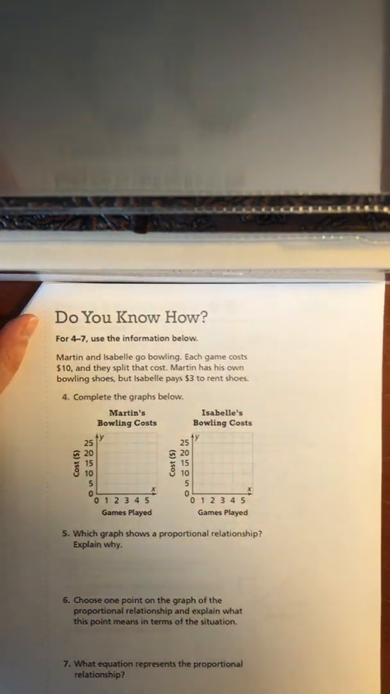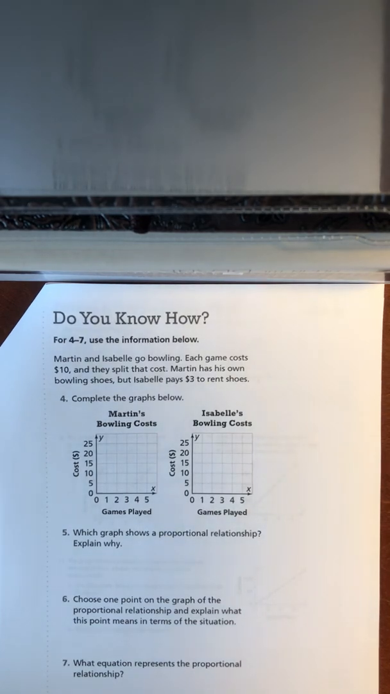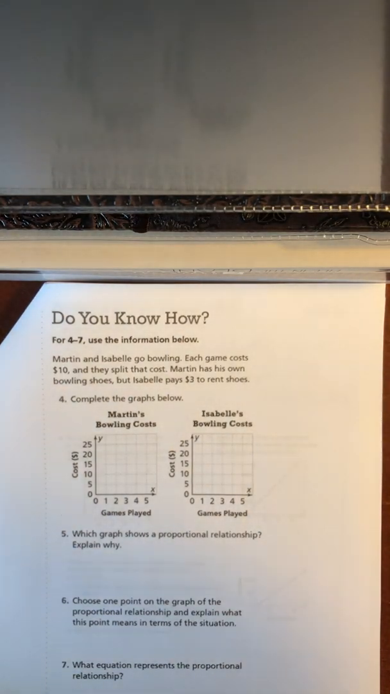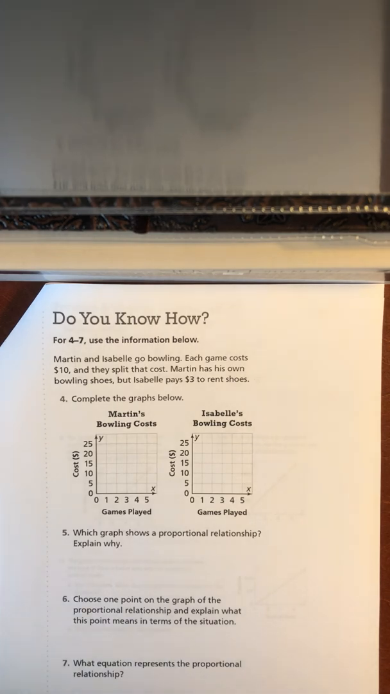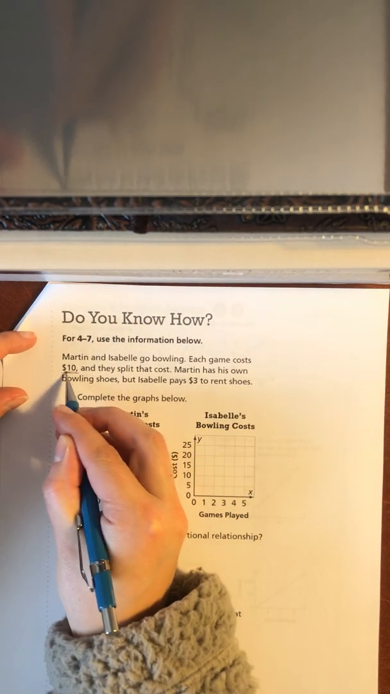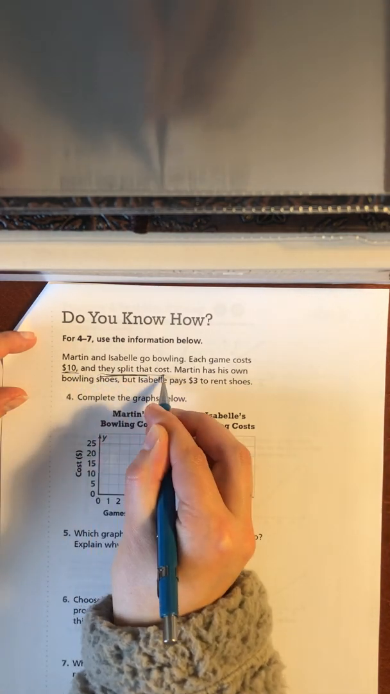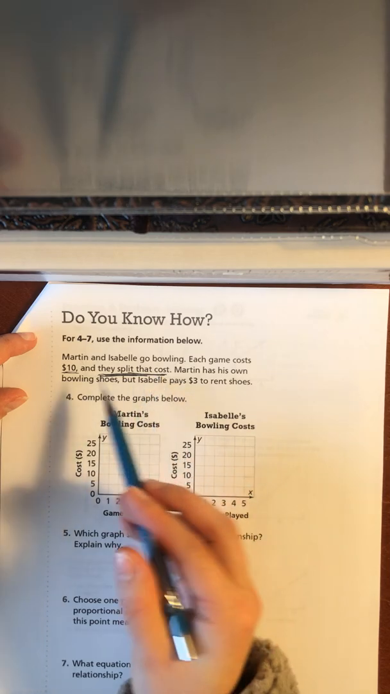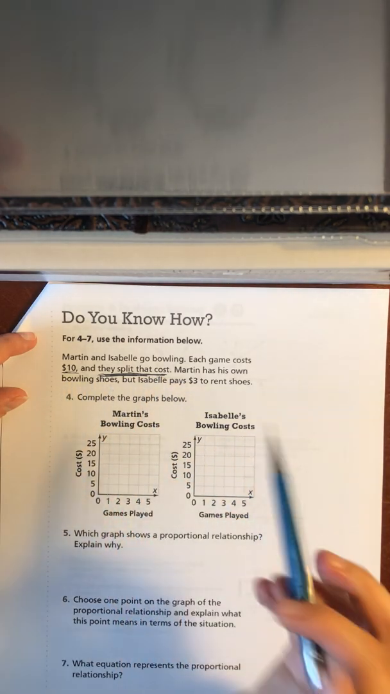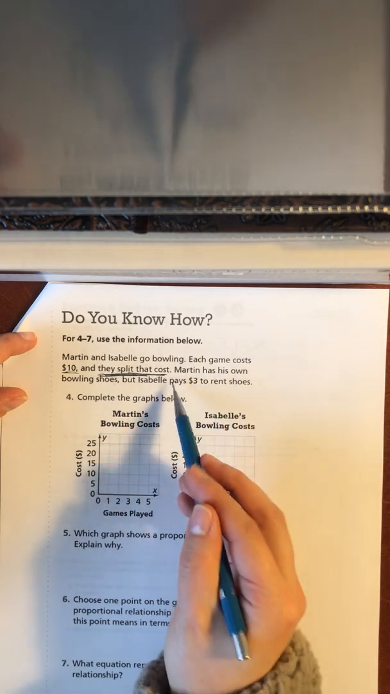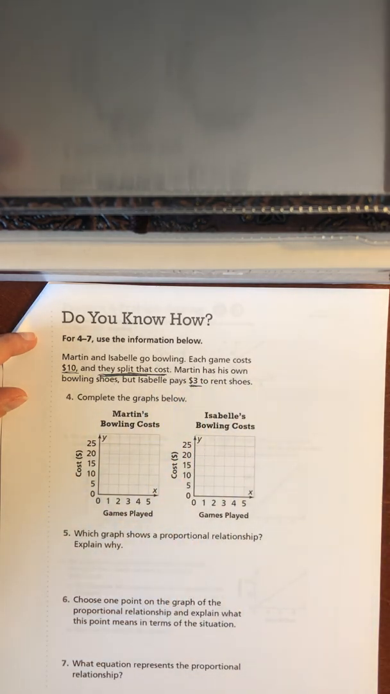Okay. I'd like to go through the Do You Know How questions together today instead of having you do them on your own. Okay, so Martin and Isabel go bowling. Each game costs $10, and they split that cost. Martin has his own bowling shoes, but Isabel pays $3 to rent shoes. So there's a lot of important information in here. Each game costs $10. That's important. They split the cost. That's super important. So if they're splitting the cost, that means they're each paying $5 per game. And then Martin has his own bowling shoes, so he doesn't have to pay for that, but Isabel has to pay $3 to rent shoes.